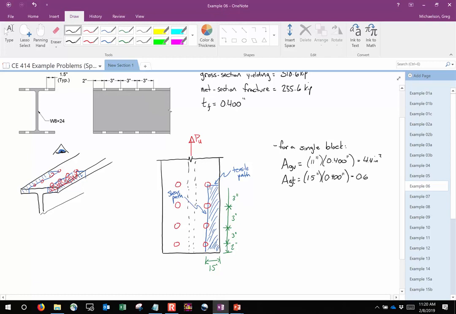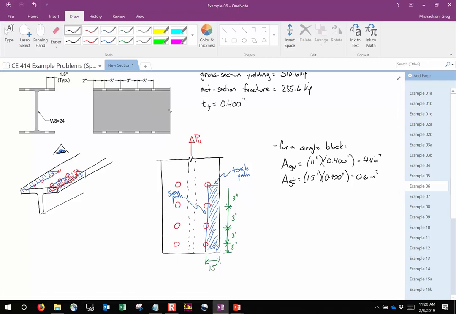I can do that one in my head. Point 0.6. Now, let's look at net areas.